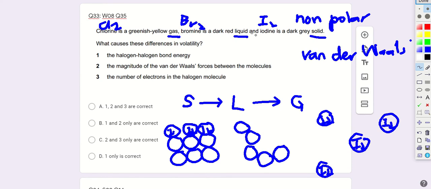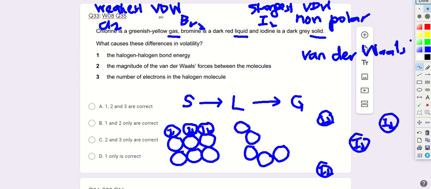But all these halogens have different numbers of electrons in the molecules, so they have different strengths of van der Waals forces between them. Chlorine has the weakest van der Waals forces, because chlorine is the second halogen in the group, so it has the least number of electrons among these three. Iodine has the strongest van der Waals forces. So that explains why chlorine is a gas but iodine is a solid. Bromine is in between, so it is a liquid.